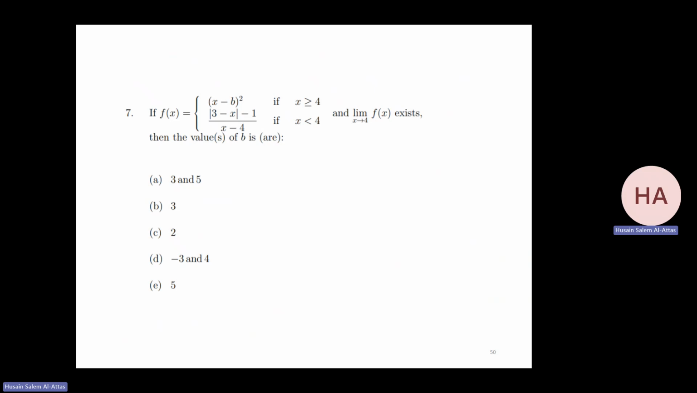Okay, f of x equals this, and the limit as x goes to 4 exists. Then he put a b somewhere. He wanted to find the value of b. Okay, what's the meaning of this? That means the limit as x goes to 4 from right equals the limit as x goes to 4 from left. And this is the piecewise function, so I can now do the calculation.